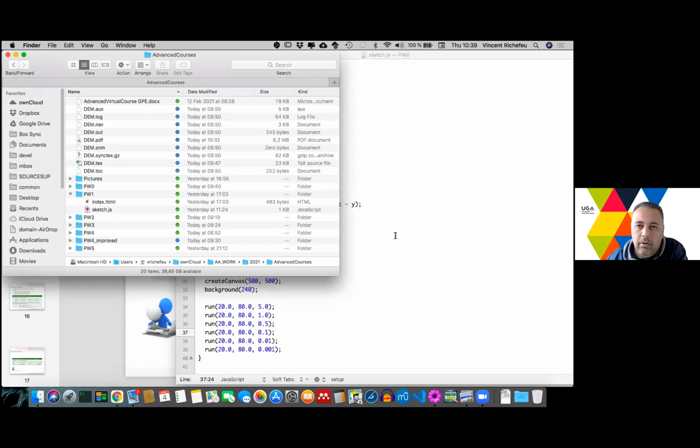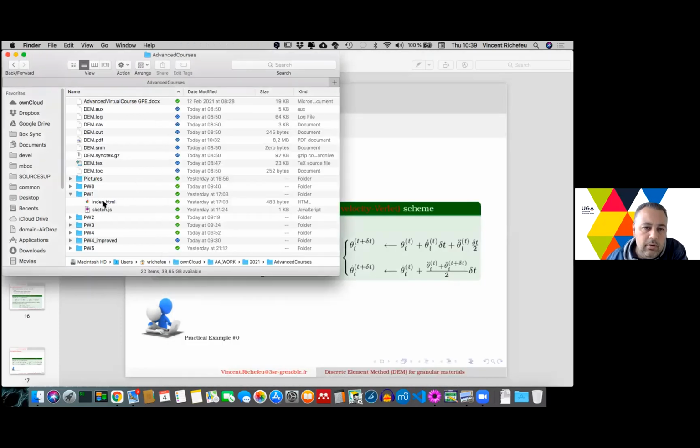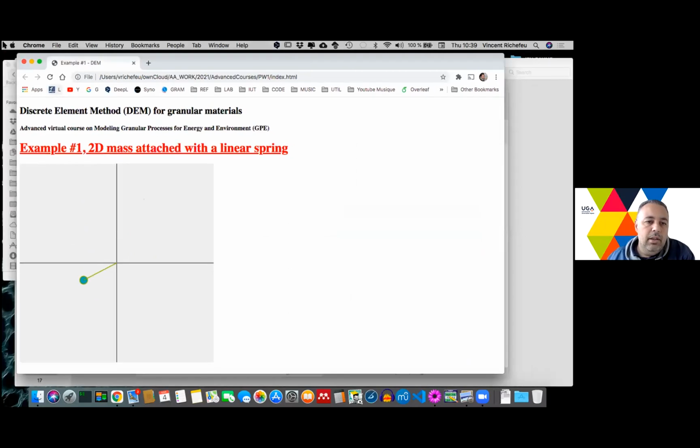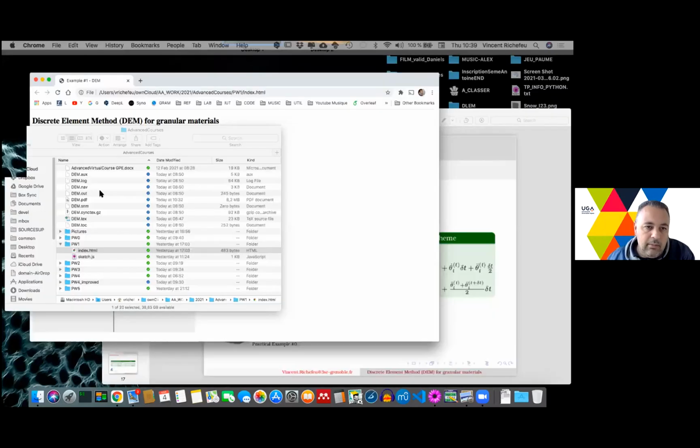So before going to the code, I will look at the solution to remember. We will simply make the integration of the motion of this mass point. This is only a point x and y and the mass, which is linked to the 0 reference with a spring, a linear spring. So let's have a look at the implementation.